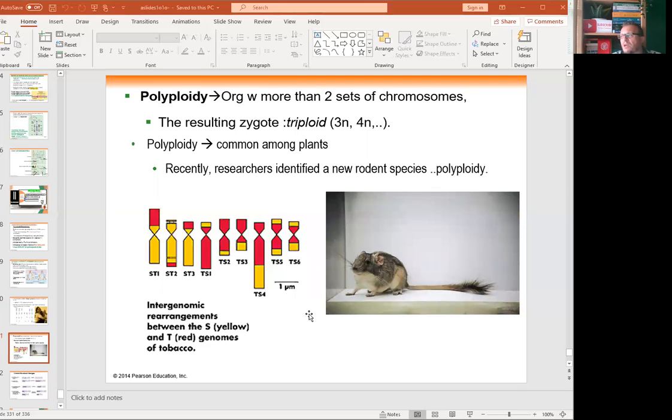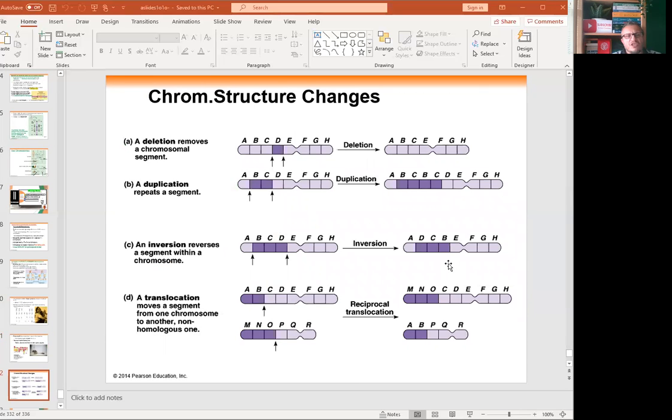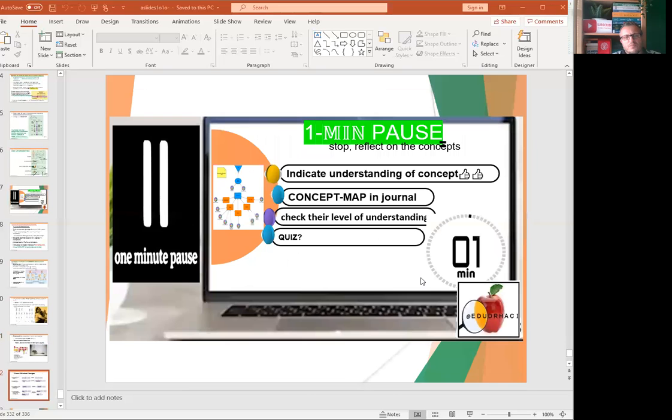Polyploidy is, again, common in plants, but we can see one example here in a rodent. Here is the tail, very different from a regular tail. That's polyploidy. Chromosome structural changes can be deletion, duplication, inversion, or translocation. In deletion, we delete one part, so it is missing here. In duplication, we duplicate it. In inversion, we switch 2 parts. And in translocation, we have 2 sets of chromosomes, and they exchange parts.